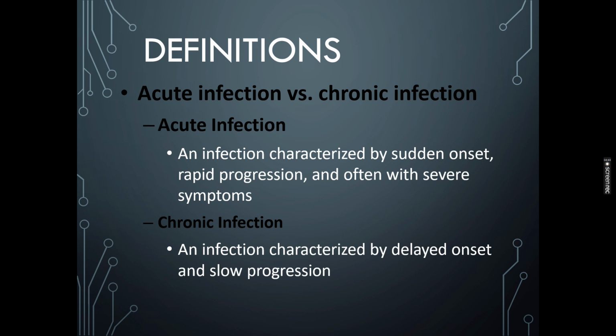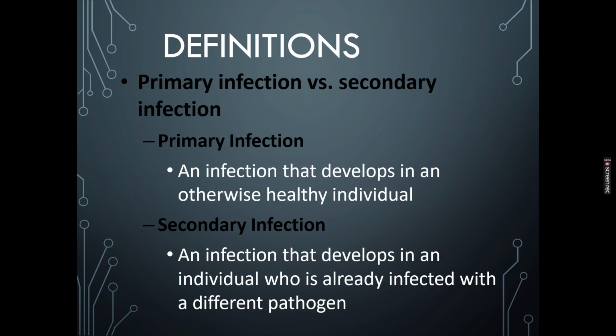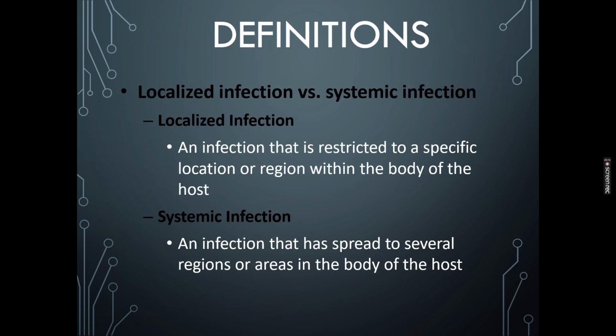Then, acute infection versus chronic infection. Acute infection has a sudden onset, rapid progression, and often severe symptoms. Chronic infection is characterized by delayed onset and slow progression. Then primary and secondary infection. Primary infection is when a healthy person is infected with a microorganism. Secondary infection means the person already has another infection and is also infected with a different microorganism. Then localized infection and systemic infection. Localized means it is confined to a specific area of the body. Systemic means it is present in different parts of the whole body.